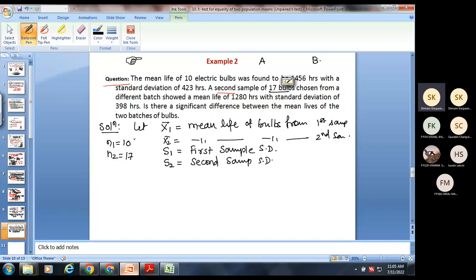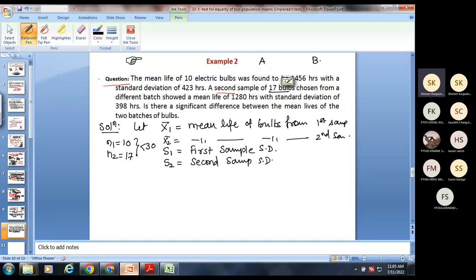So you observe that in both the cases, sample size is less than 30. That's why you are applying the t-test. If the sample size is greater than 30, then it will be the large sample test. We would have used the large sample test, but now both the sample sizes are less than 30, so that's why we are using the t-test. Remember this difference.